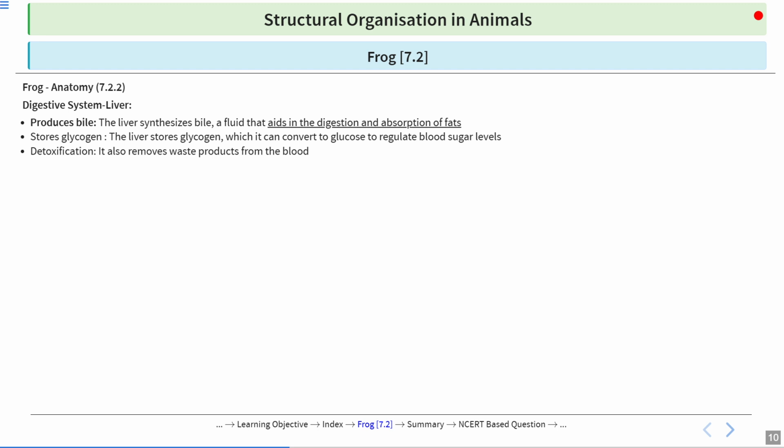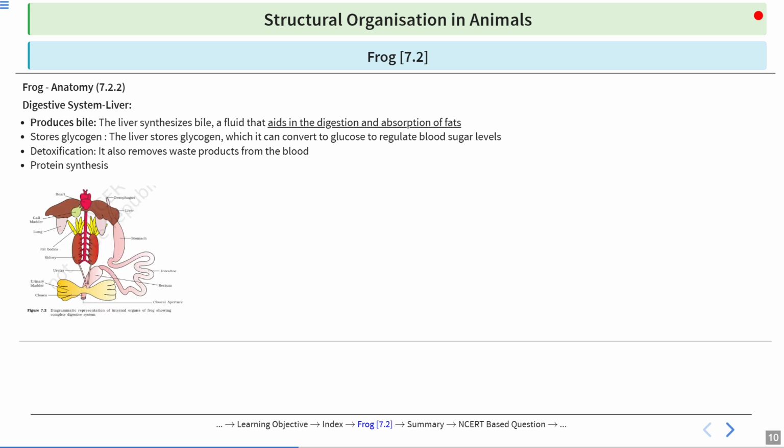Detoxification, it also removes the waste product from the blood. So liver is also helping in detoxification. It removes the waste product from the blood. Protein synthesis, it also helps in the synthesis of protein. So liver is very, very important, and you can see this brown color, the largest organ in the frog body and even in the human body, right? So that is the liver.